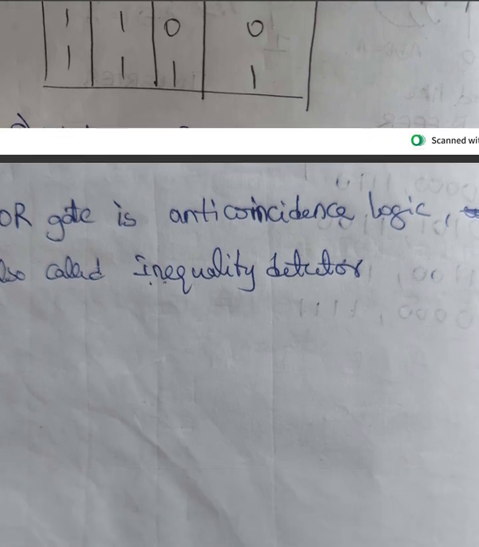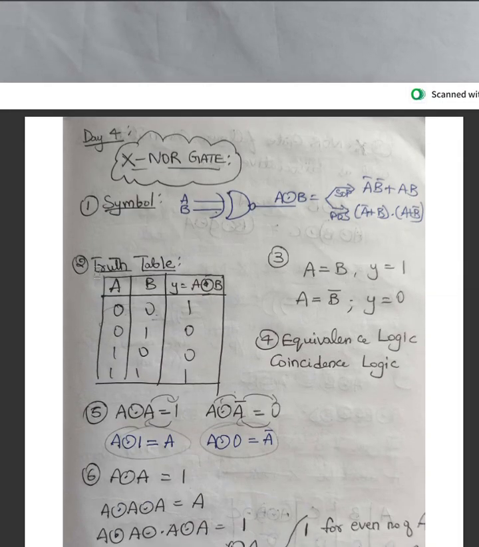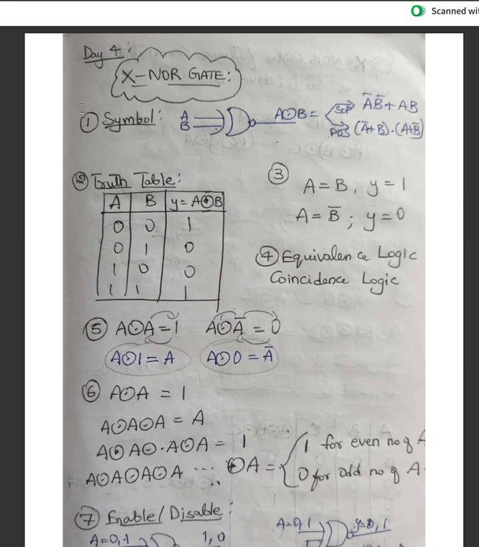As I said, it is an anti-coincidence logic and also called an inequality detector. Then you have the XNOR gate, which is represented in this form, with a bubble kept at this point. The equation for this would be A bar B bar plus AB, or in POS form it is (A bar plus B) into (A plus B bar). Its truth table is exactly opposite of XOR gate, which is coincidence logic. So if your inputs are the same, you get 1, that is high.